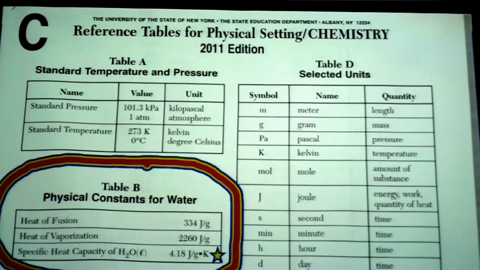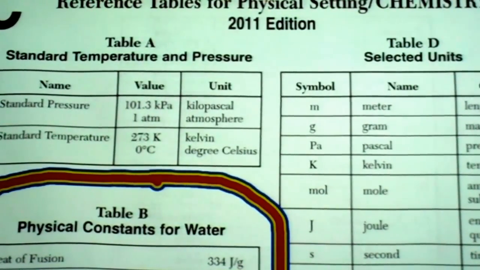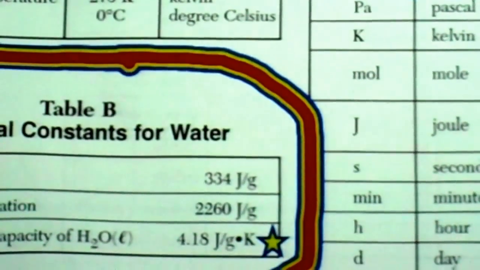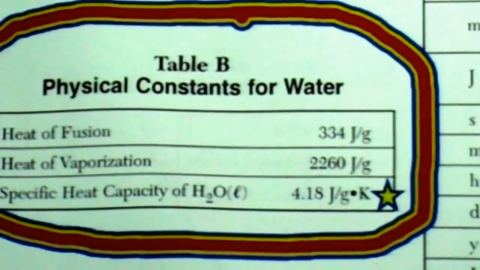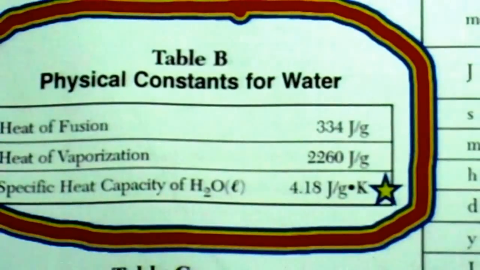If you carefully look at your reference table, on table B, we can get a real close-up of these constants for water. You will find that you have the heat capacity for water on this table. It's 4.18 joules divided by grams times Kelvin. We spoke about that we can change those units to joules divided by grams times degrees Celsius. So it's on the table for you to use.